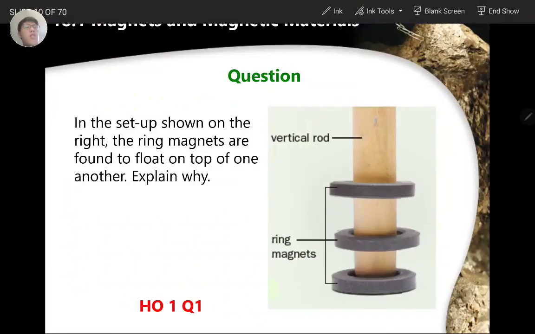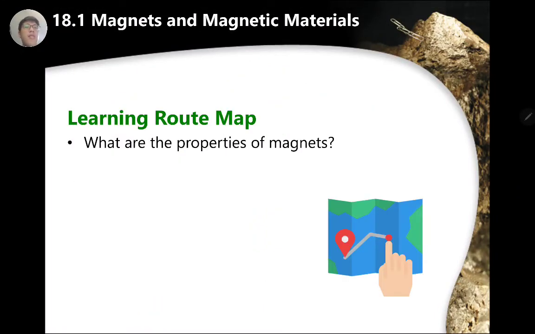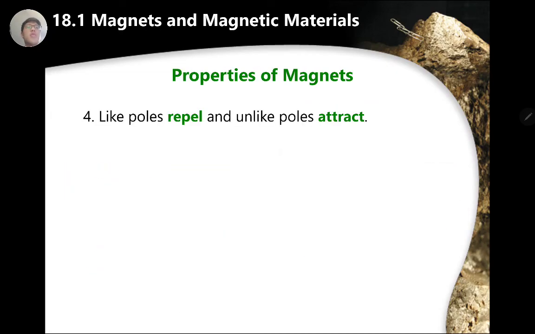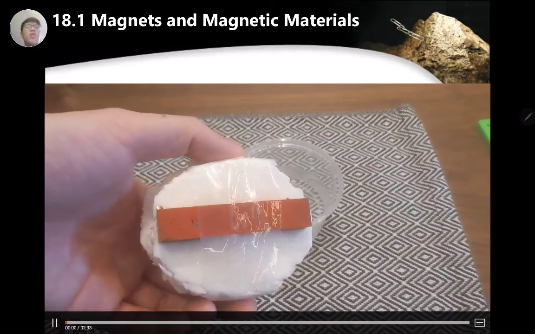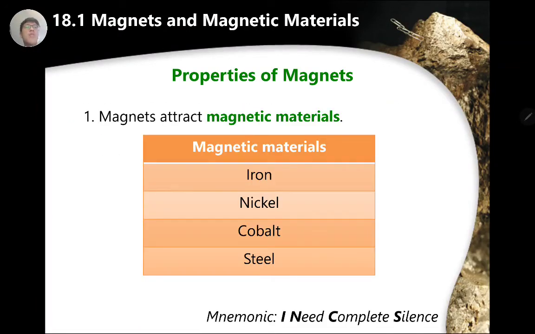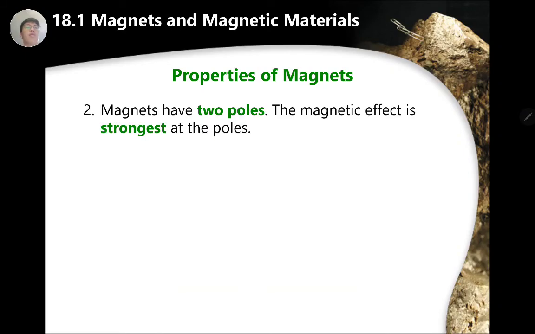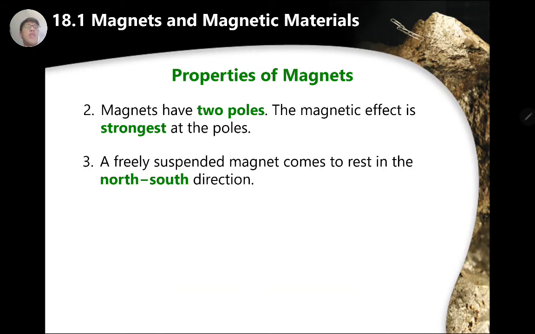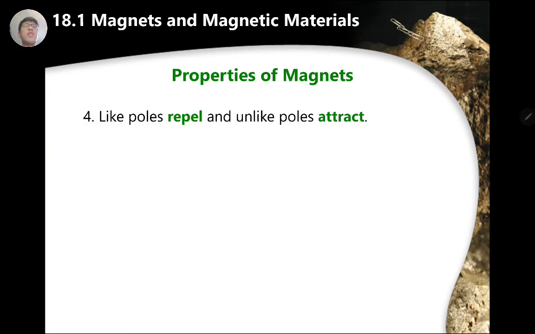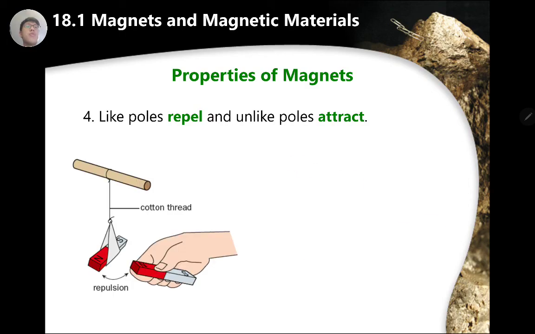With that, we have come to the end of this video. What are the properties of magnets? There are 4 you need to know. Just to summarize, magnets attract magnetic materials. They have 2 poles, and the effect is strongest at the poles. A freely suspended magnet comes to rest in the north-south direction, which I have shown. And finally, like poles repel and unlike poles attract.